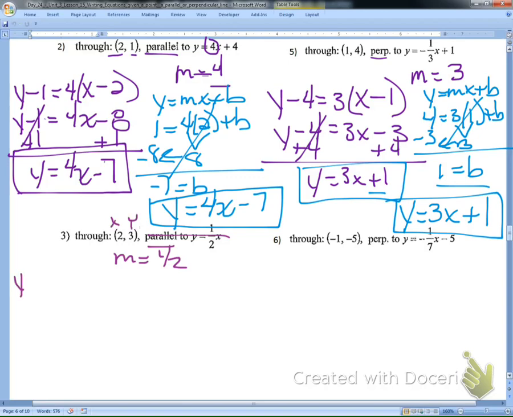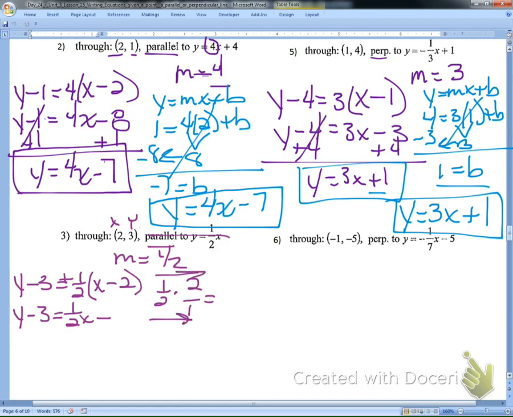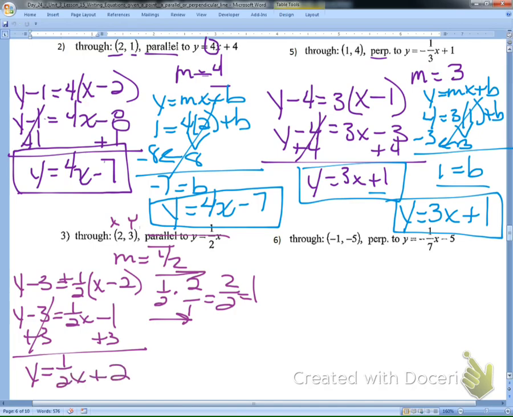If you use the point slope equation, y opposite your y is equal to slope times x opposite your x, so -2. Distribute that 1/2, y minus 3 is equal to 1/2 x. Ooh, a positive times a negative is a negative, but 1/2 times 2 is the same thing as 2 over 2, which is equal to 1. Add 3 to both sides. So y is equal to 1/2 x plus 2.